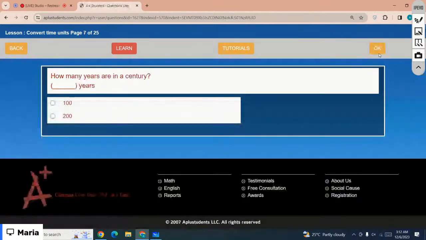Okay, how many years in a century? Which is the correct option? Yes, in a century you have 100 years. The correct option is 100, right? In a century you have 100 years.